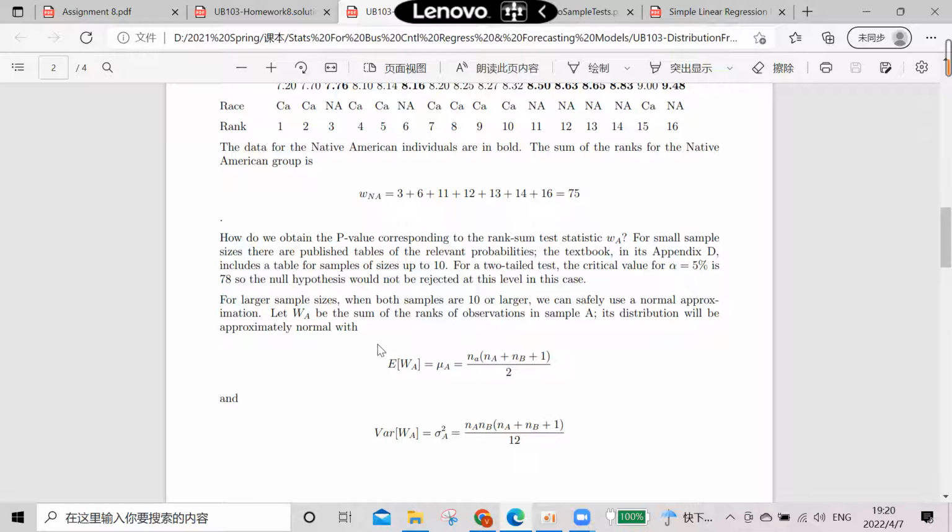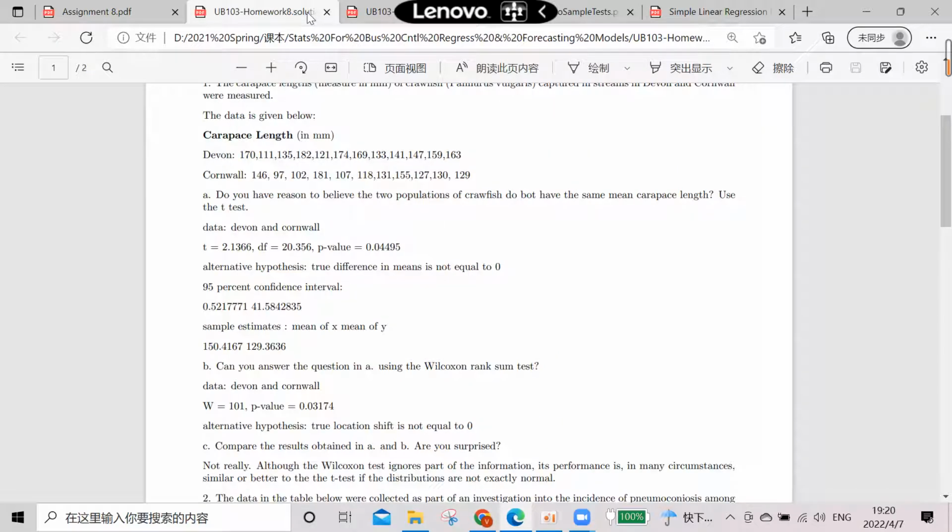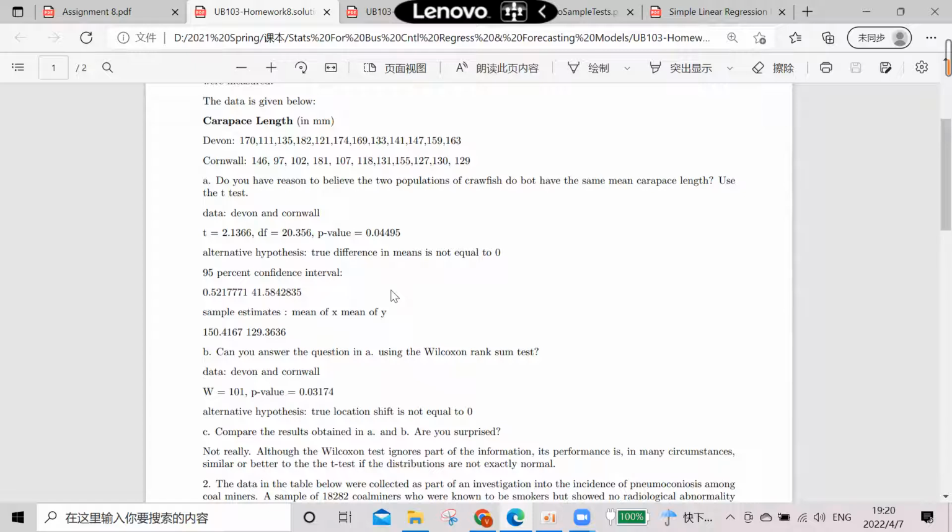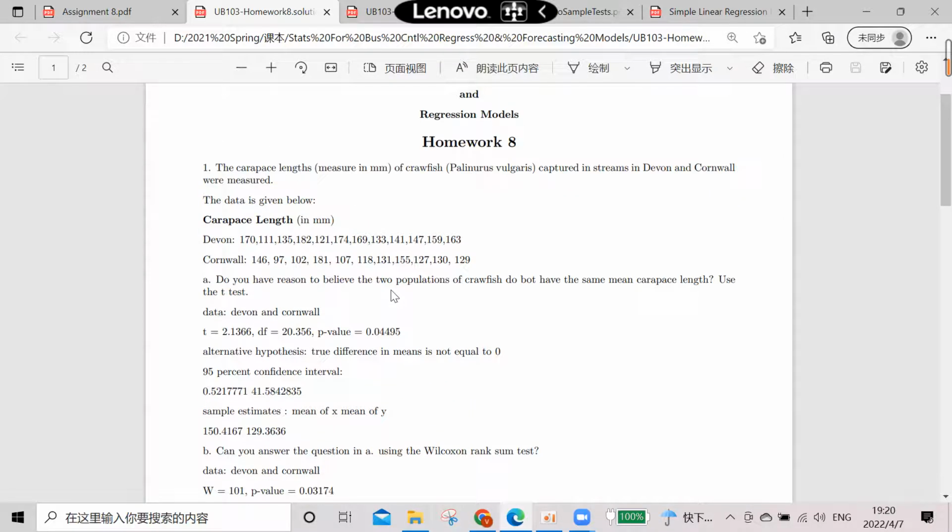Okay, and then could you explain what the Wilcoxon rank sum test is? It's a test about ranks, right? No, not how we're supposed to apply it in the question. Because it says, can you answer the question in A using the Wilcoxon rank sum test?